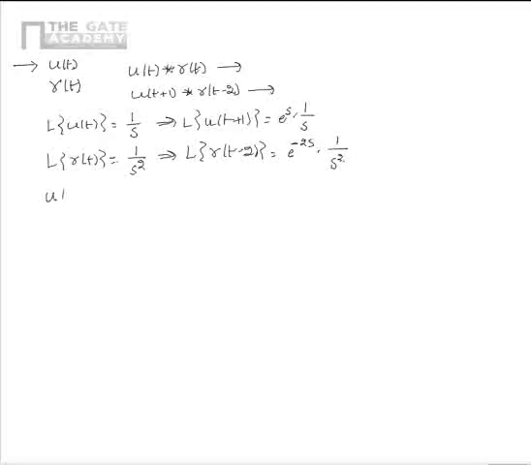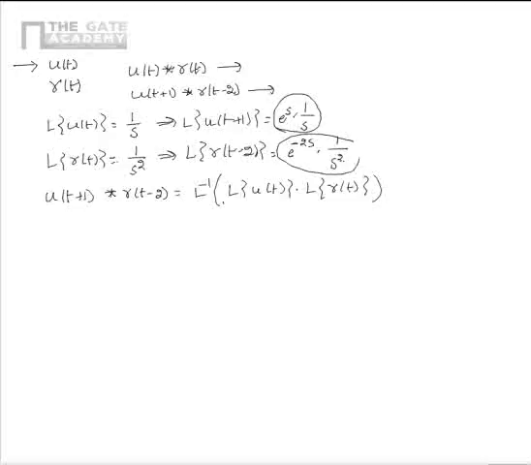From this, we can write that u of t plus 1 convolved with r of t minus 2 is equal to L inverse of Laplace transform of u of t plus 1 multiplied by Laplace transform of r of t minus 2. So upon multiplying e power s into 1 by s with e power minus 2s into 1 by s square, we get L inverse of e power minus s into 1 by s cube.